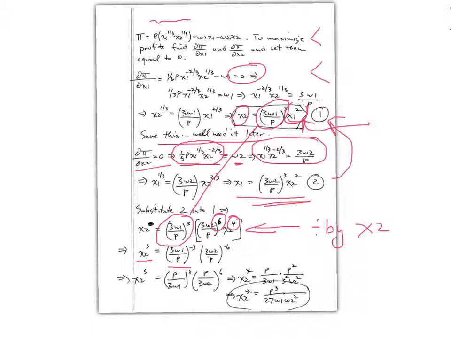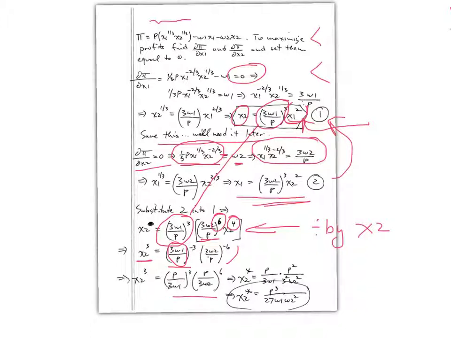I took 3w2 over p to the sixth and divided through by that to get rid of this part, and that gave me 3w2 over p to the minus 6 on the other side of the equation. So to get rid of those negative exponents, which I don't like, I'm going to take the reciprocal of the fractions that are inside. So 3w1 over p to the minus 3 is the same as p over 3w1 to the 3, which is how we got to this step.